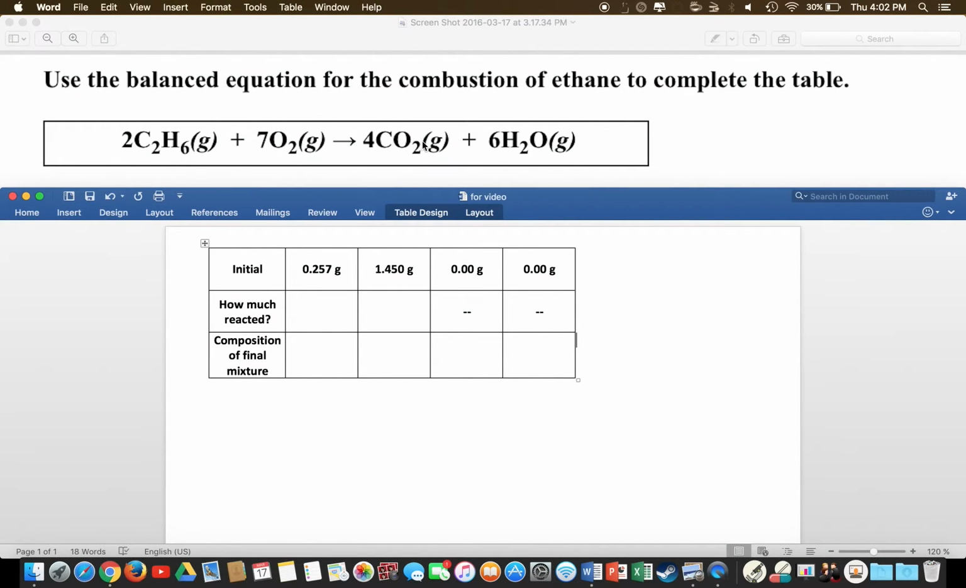Oops, don't know what this is doing here. Oh, I do know what's going on. Okay, great. So I erased some stuff. Sorry about that.